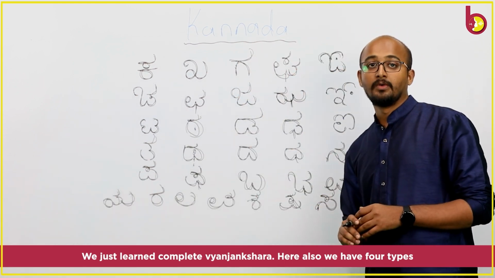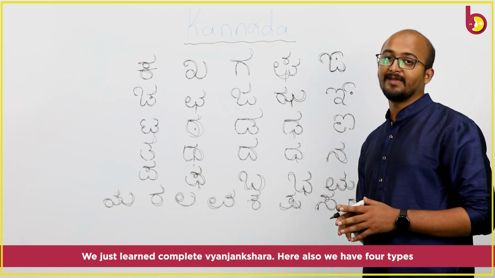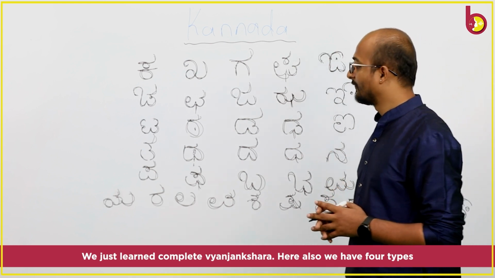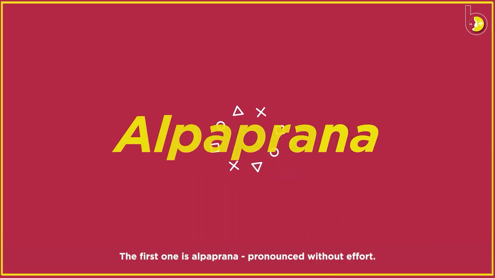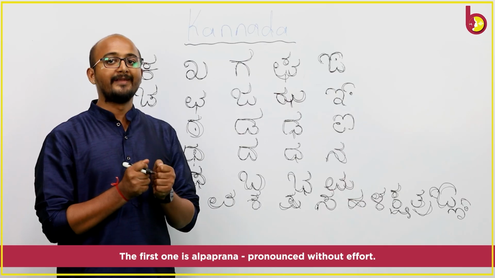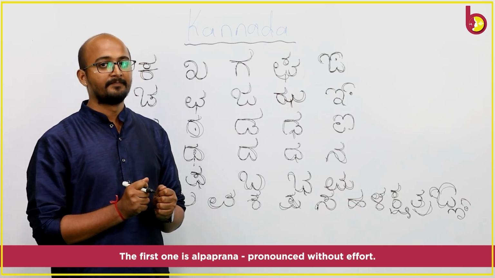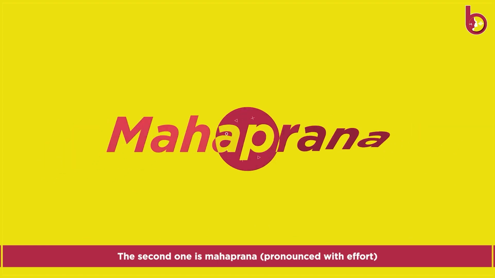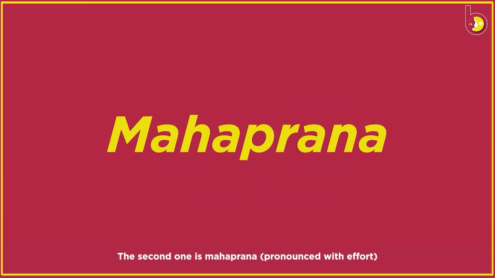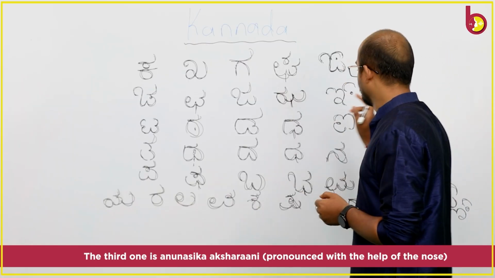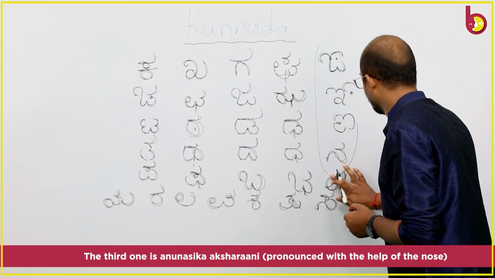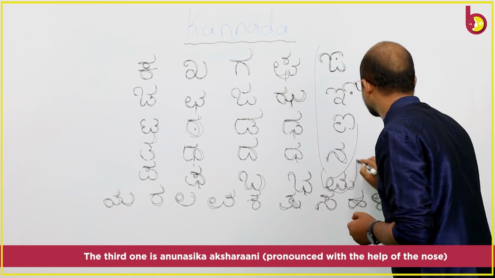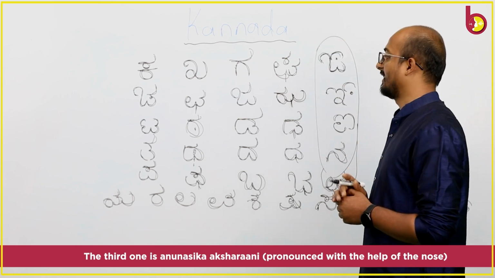Here also, there are so many types. Four types, actually. The first one is Alpapranaha, without effort. The second one is Mahapranaha, with effort. The third one is Anunasika Aksharani. All these are called Anunasika Aksharani.